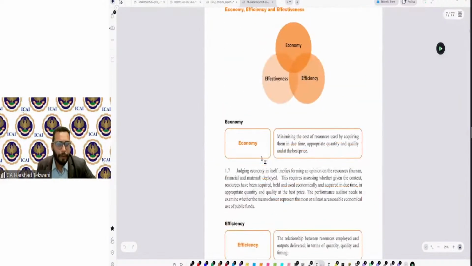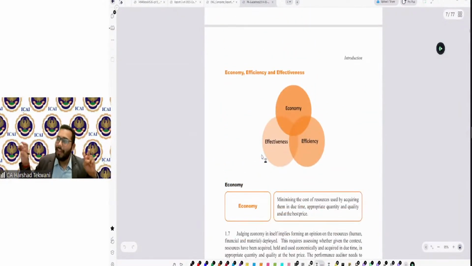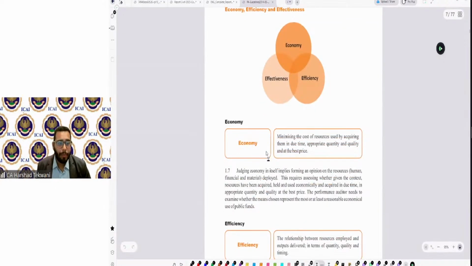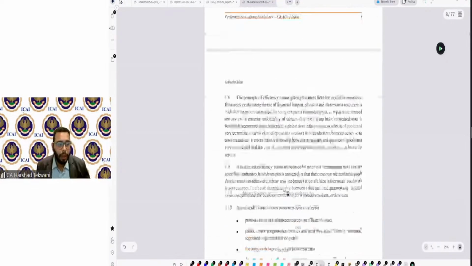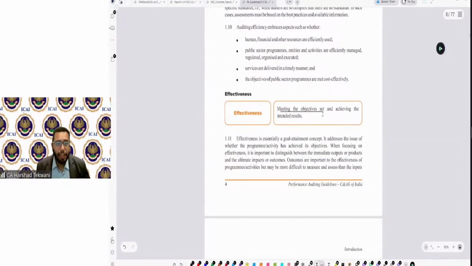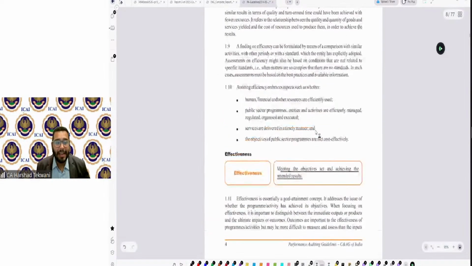If I talk about performance audit, it majorly focuses on three main pillars. One is economy, that is minimizing the cost of resources used by acquiring them in due time, in appropriate quantity and quality at the best price. Second is efficiency, the relation between the resources employed and the output delivered in terms of quantity, quality and timing. And third is effectiveness, meeting the objectives set and achieving the intended results.